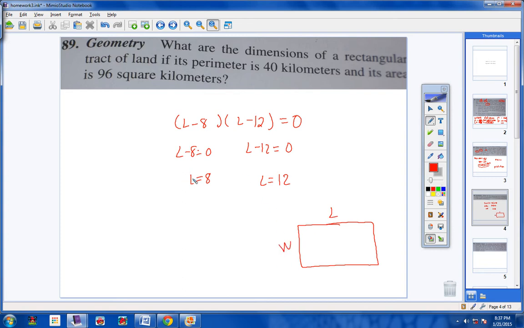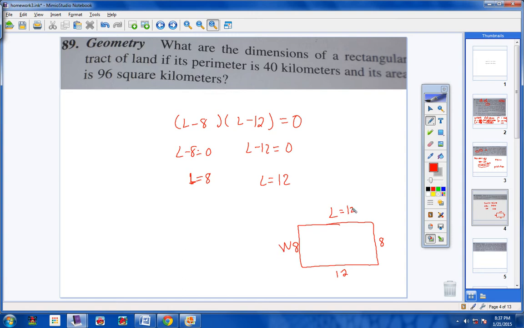If you say one of them's 8, we'll say 12. The length is 12. Then what's over here? 12. Well, then what has to be here? 8, because the area is 8. 12 times 8 is 96, and you put an 8 here. Okay? So there's your dimensions.